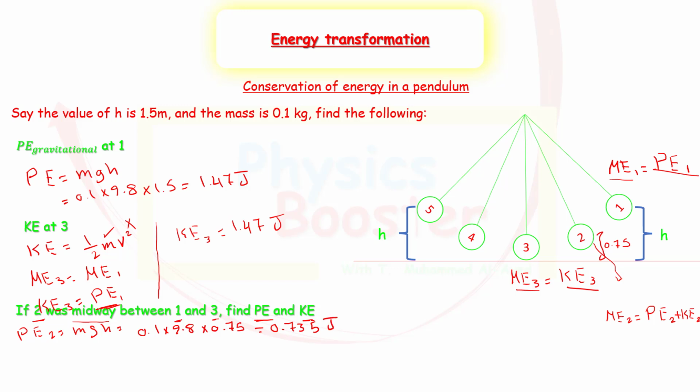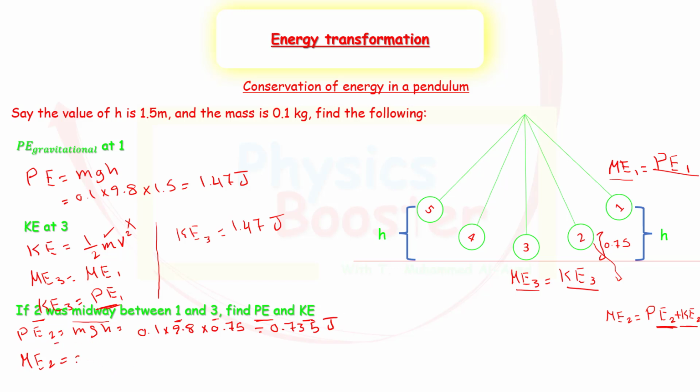Again, I do not have a velocity. So let's think about the law of conservation of energy and that the mechanical energy is equal everywhere. Mechanical energy at 2, we already found out, is equal to the potential energy at 2 plus the kinetic energy at 2. So I already found the potential energy at 2, which is equal to 0.735.